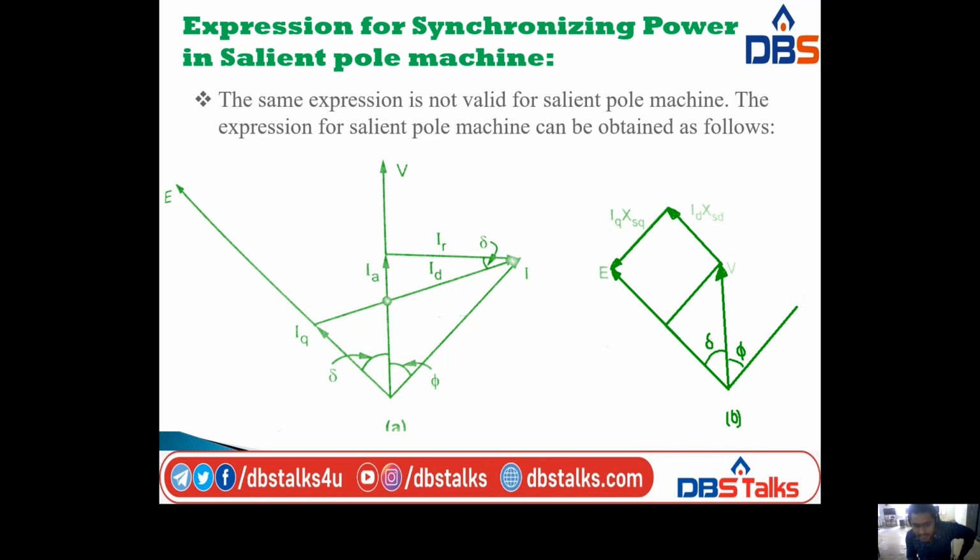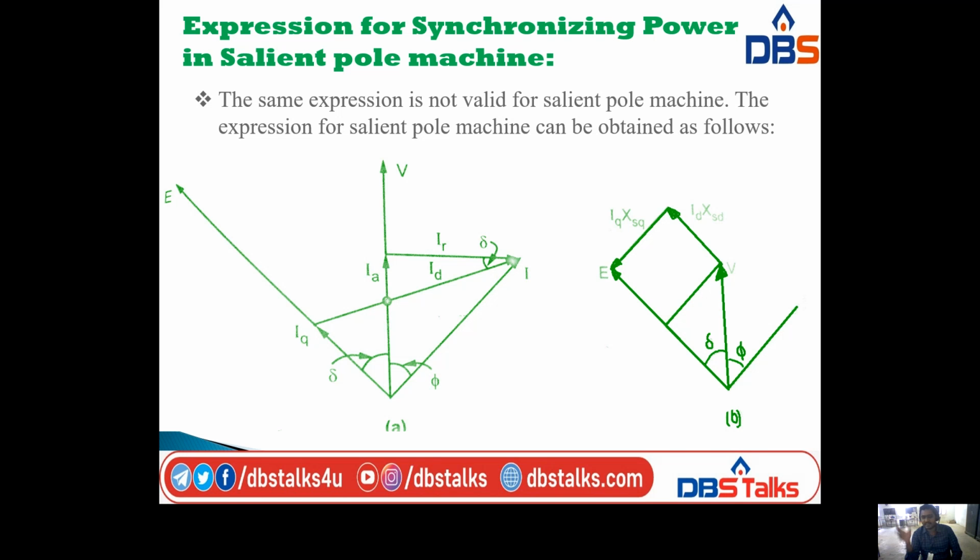Sorry, here I am taking the IQ and ID. The ID is in between voltage and current, and the IQ line is between the E and V line, and both lines touch the IA and V line. Okay, IQ and ID. And next we are drawing a parallel line to the I, that is the IR line, at an angle delta. So like that we are drawing this phasor diagram.